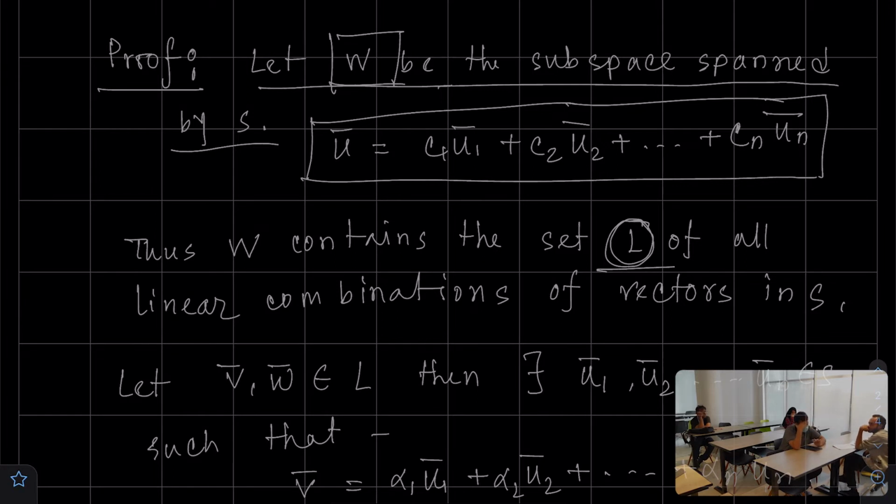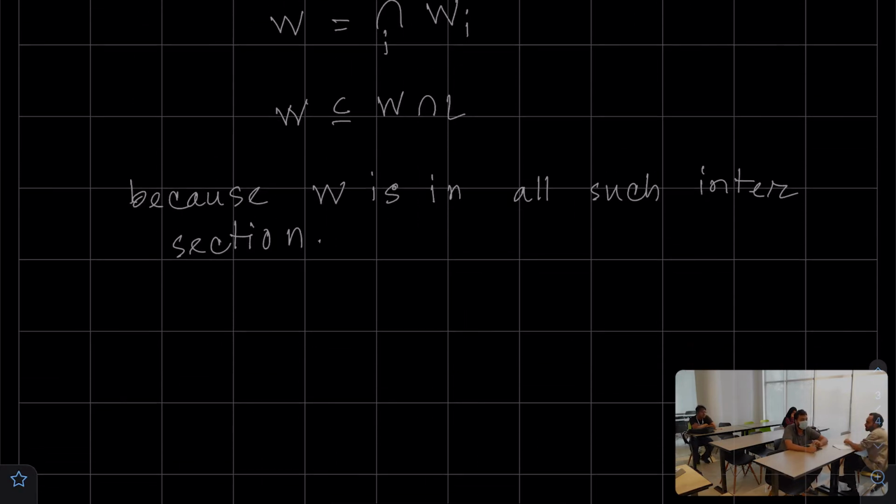Since we proved that L is also a linear space spanned by S, then S could be a subspace of W, right? If S is a subspace, W is a subspace, both have the vectors. So we just need to show that W is also a subset of L. Then W intersected with L is L, right?